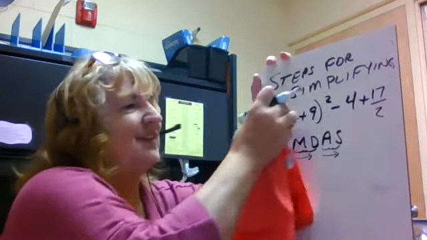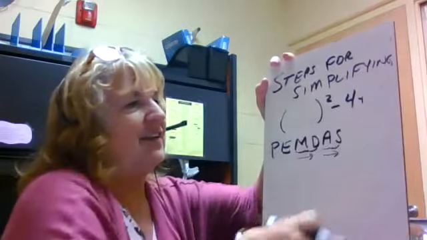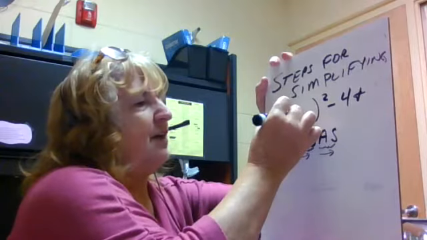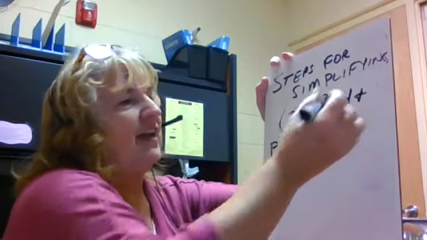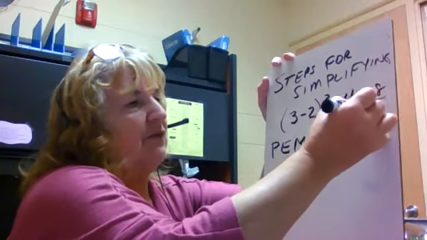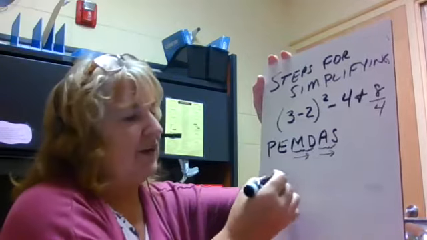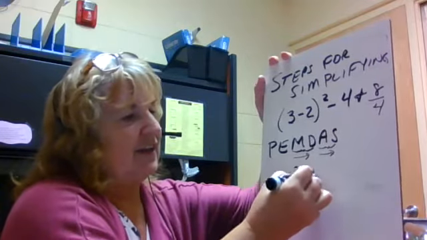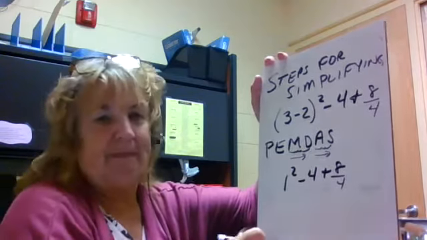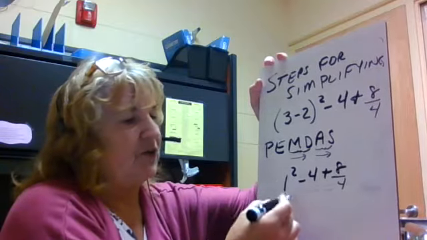So let's make this a little simpler. Let's make it 3 minus 2, and then go plus, we'll go 8 over 4. Okay, 3 minus 2 is 1, so it looks like this. We'll just do one step at a time. Now the E stands for exponents. 1 squared is 1.